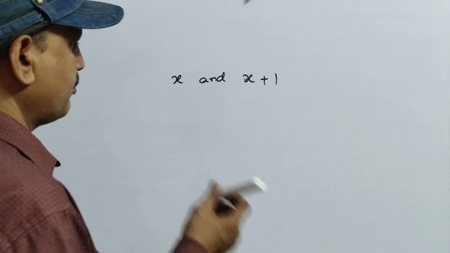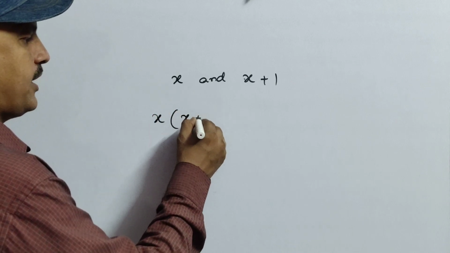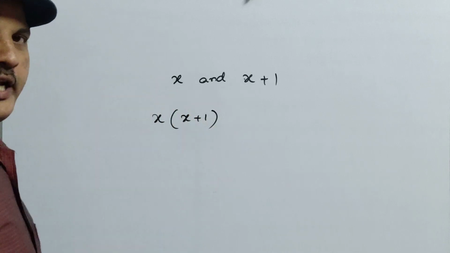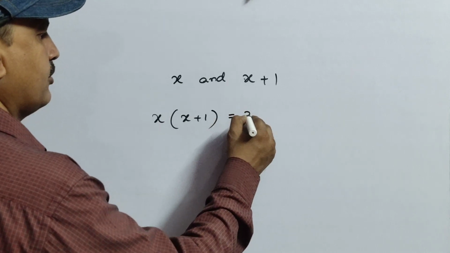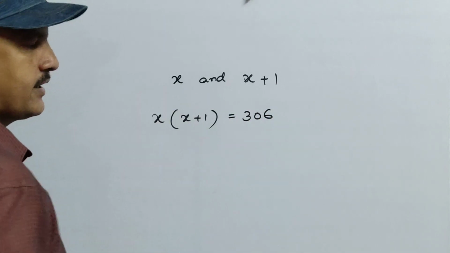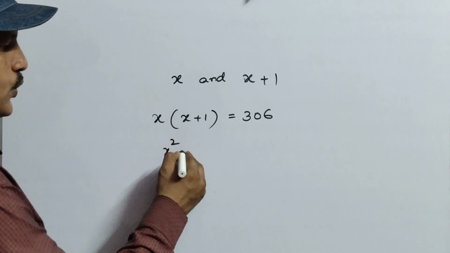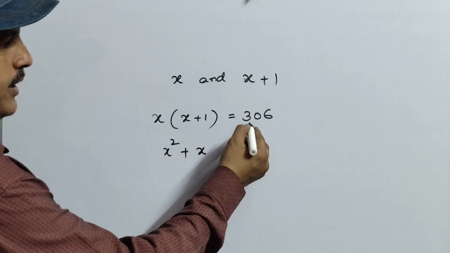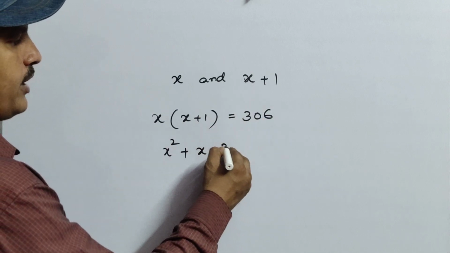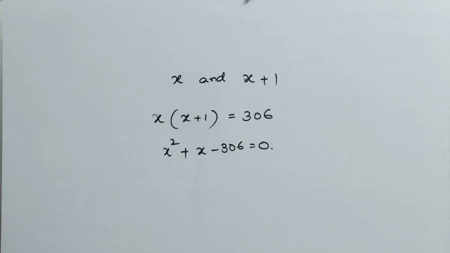The product means what? Multiplication. So x into x plus 1. If you do this product, you are getting the answer 306. So equal to 306. So x into x is nothing but x square plus x into 1, that is x. This 306 will come this side, means minus 306.